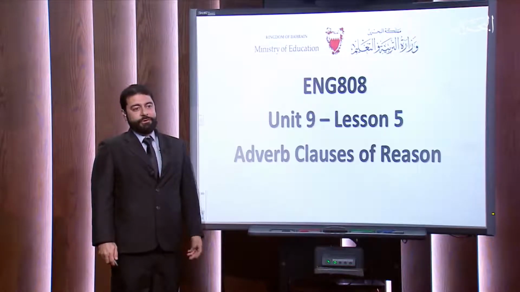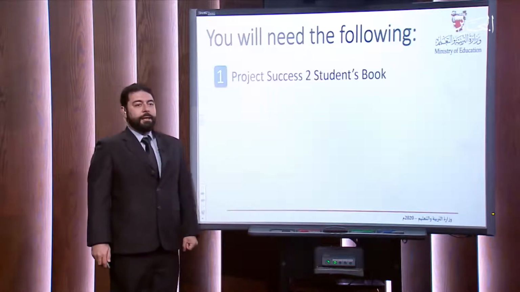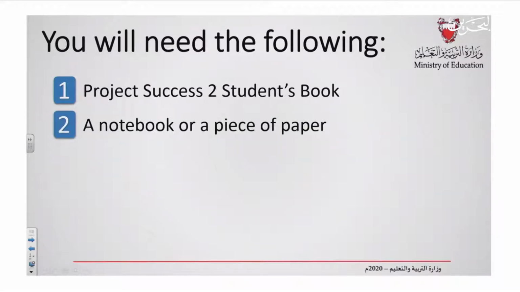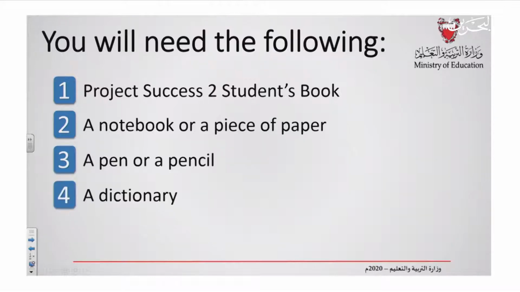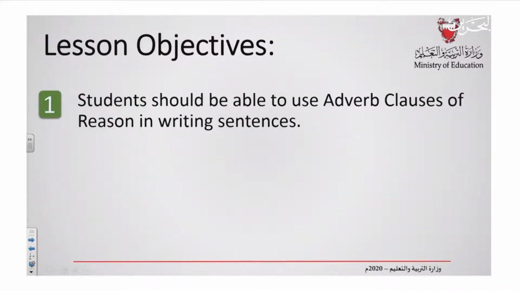Now, in order for you to do the lesson well, you need the following. Number 1, Project Success 2 Student's Book. Number 2, a notebook or a piece of paper. 3, a pen or a pencil. 4, a dictionary. Now, lesson objectives. By the end of the lesson, you should be able to use adverb clauses of reason in writing sentences.